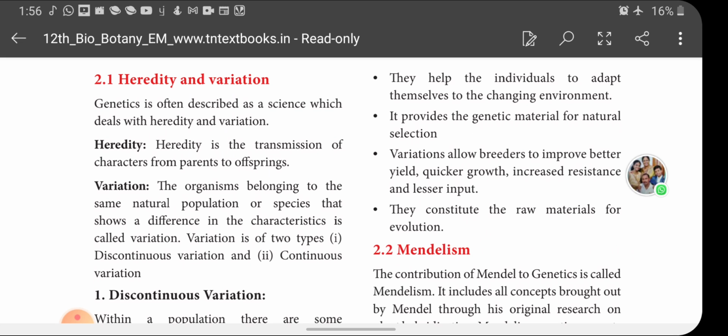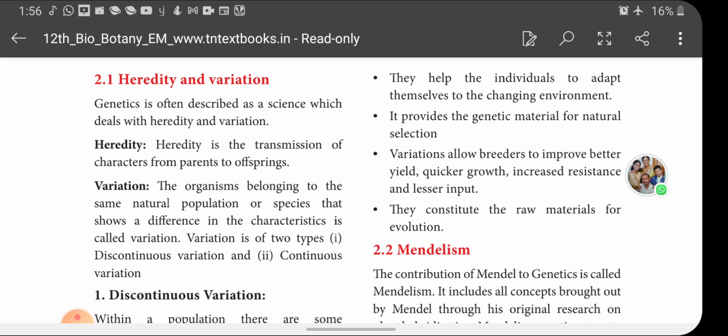Variation is of 2 types, discontinuous variation and continuous variation. So variation, when we observe individual organisms of the same species, we could find some differences among them. They are not exactly alike in all the features, either externally or internally, and this is called what? Variation.